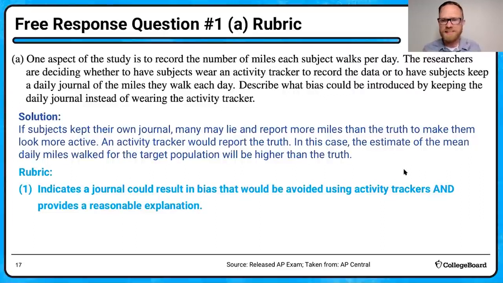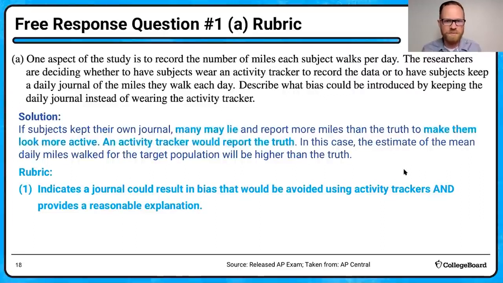So now where is this in the model solution? Well, I've highlighted it in blue here. You can see we said in the model solution that many may lie. So that's identifying what the bias is. And the reason why that's biased is because it will make them look more active. That may be the reason why they're lying. Whereas an activity tracker would just report the raw data, which would be the truth. So we've satisfied the first component there in the rubric.